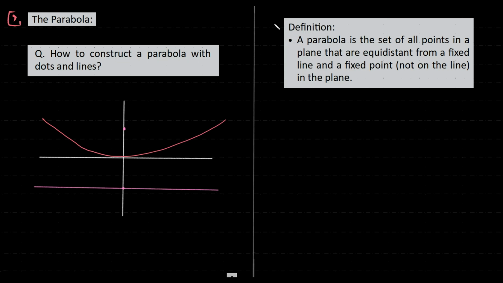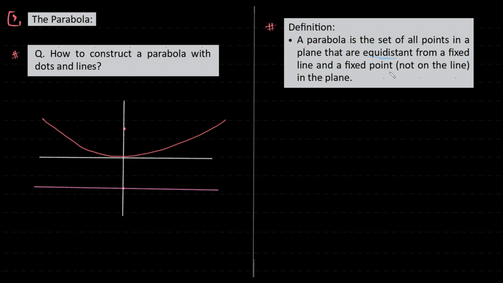Now, how do you define a parabola? If you have understood this, the definition makes sense. A parabola is a set of all points in a plane that are equidistant from a fixed line and a fixed point, not on the line, in the plane.